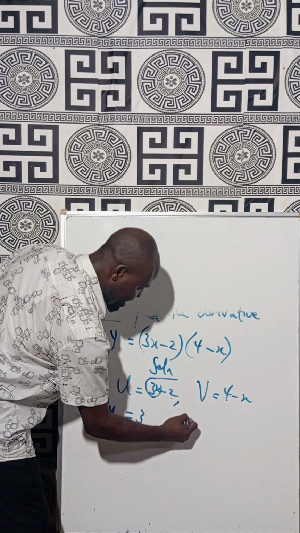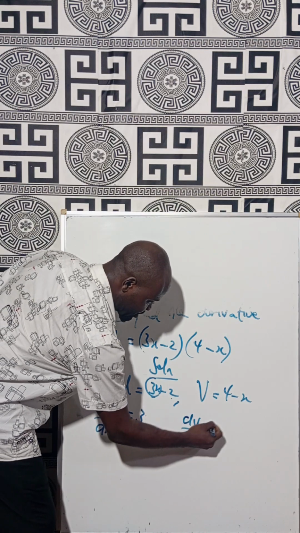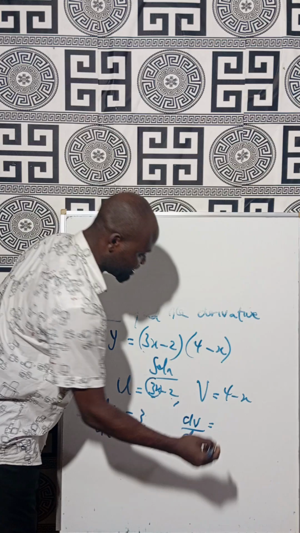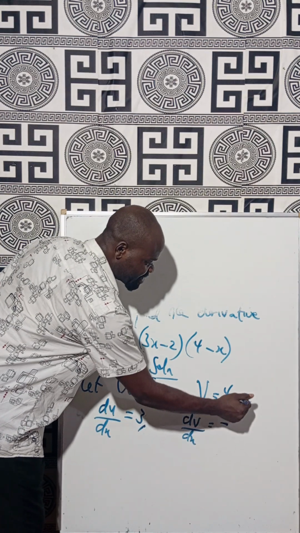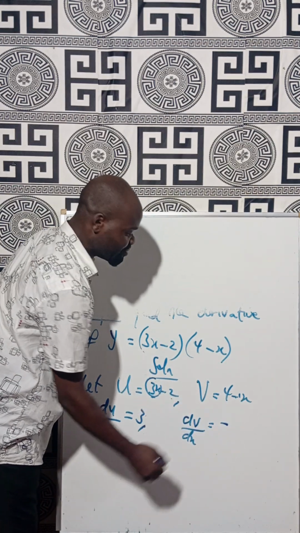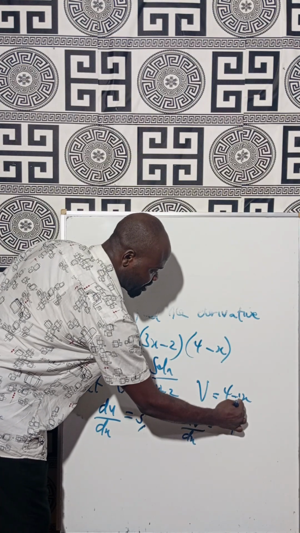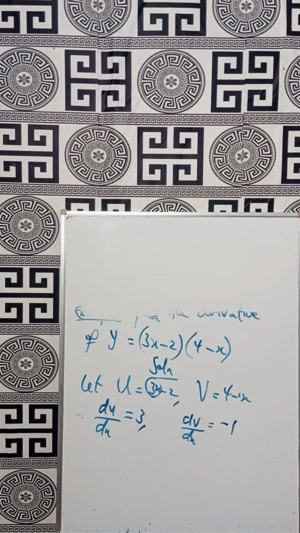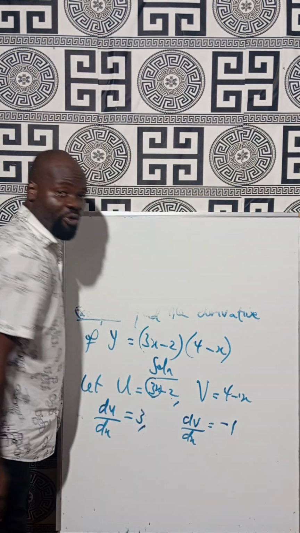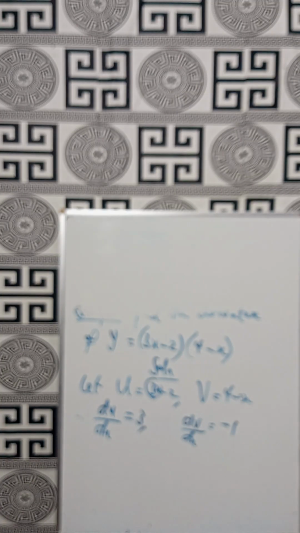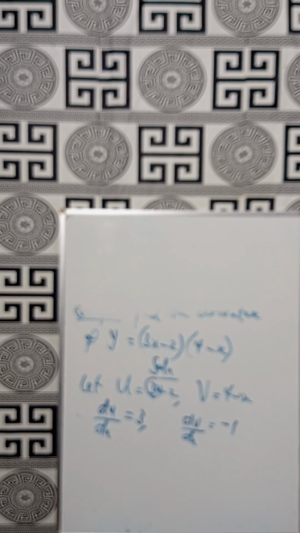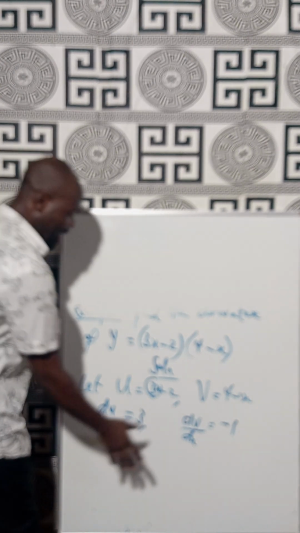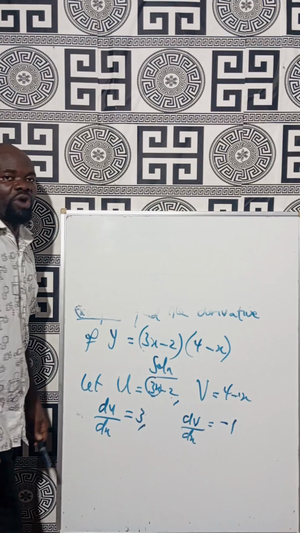For this one, we find dv dx. dv dx is what? 4 turns to 0 as a constant, minus x, which means 1x normally, so the x will go away. I will write 1 here. Hope you get the idea. So the x goes away, and my dv dx is minus 1. Note it.